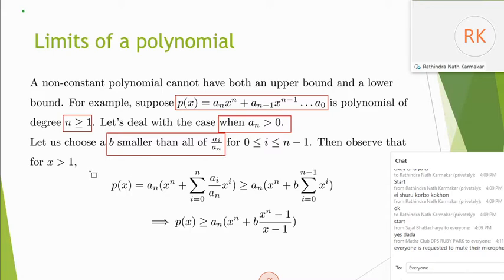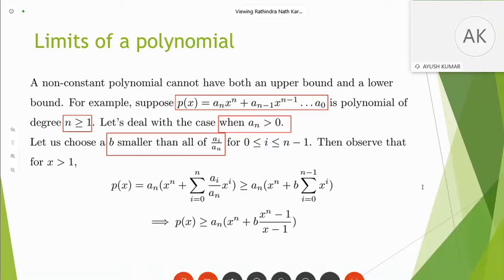Okay, so we are trying to prove that a non-constant polynomial cannot have both an upper bound and a lower bound. So in proving this, the first step is something like this. Now, why I am doing this, that you will see very soon in the next slide itself. Now, the question is, do you understand why choosing such a real number is always possible? Like you have n real numbers here, a_0 by a_n, a_1 by a_n, and so on up to a_{n-1} by a_n. So, are all of you sure that it is possible to choose a real number b which is smaller than all of them?